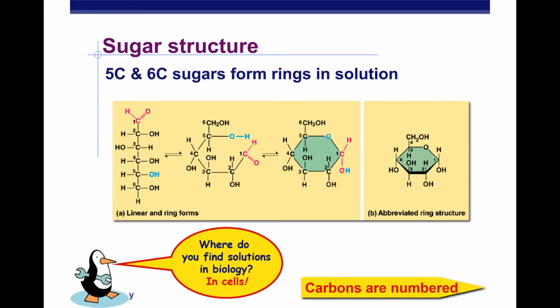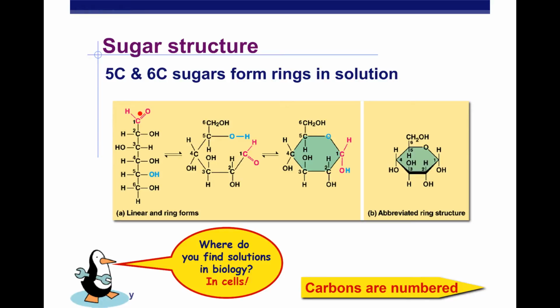So in terms of structure, most of your smaller carbon structures, so your 4s and 3s, are going to find themselves in a linear formation where they're just pretty much in a line. All of the carbons line up one on top of each other. And they can be that exact same way if they're 5 carbons or 6 carbons as well. But in solution, your 5 carbon sugars and your 6 carbon sugars are going to form what we call ring structures.